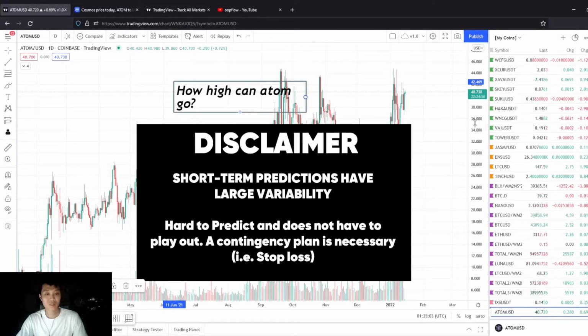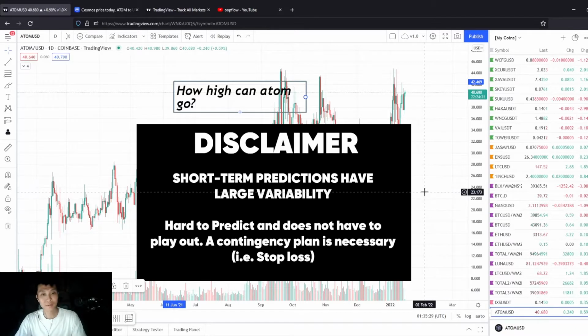Today I'm going to try to predict how high Atom can go. Just a disclaimer, this will be a short-term prediction, and short-term predictions have large variability, so it doesn't necessarily play out the way you expect. I'm going to give my best guess on what I think will happen. And just to let you know, if you are in Atom, for any short-term plays in general, you should always have a contingency plan in case it doesn't turn out that way.